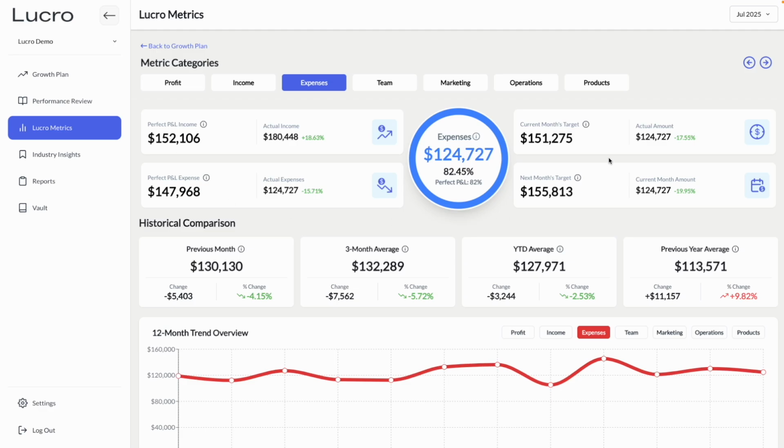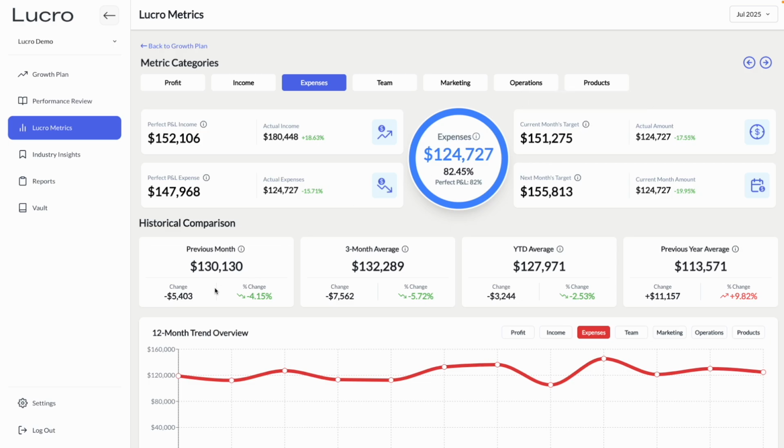Then on the right-hand side, we are measuring our current achievement in the month to what our target was, and then what our current achievement this month is to next month's target, just to see if we're on pace for next month or not. Again, the tooltips give us some great insights into what that metric is telling us.